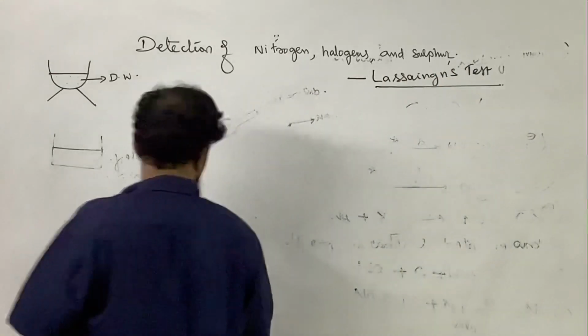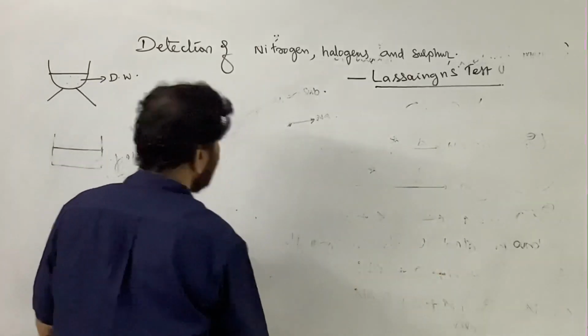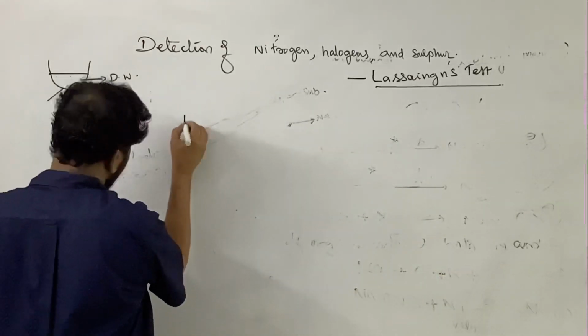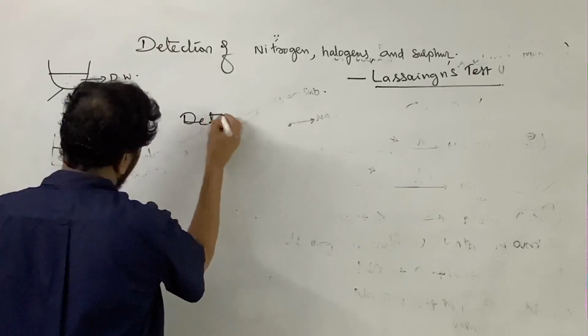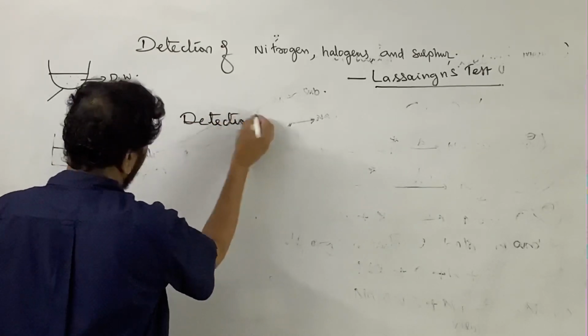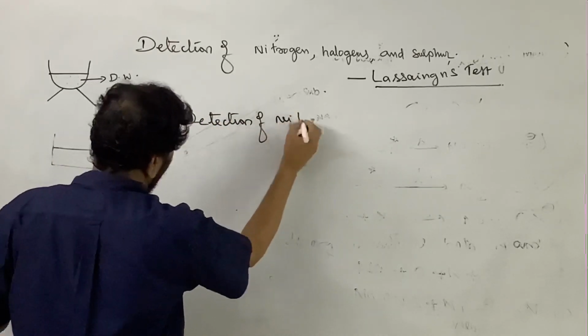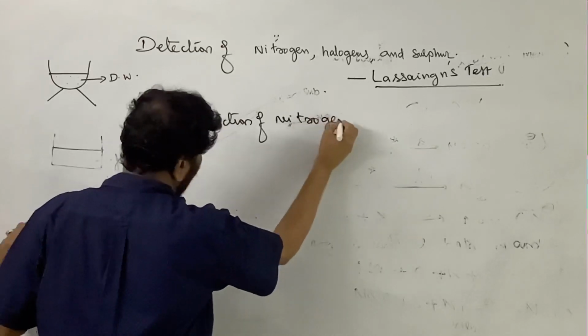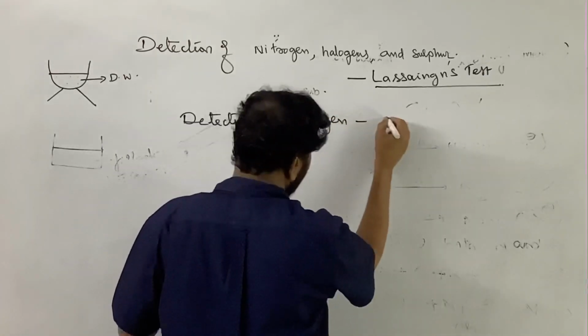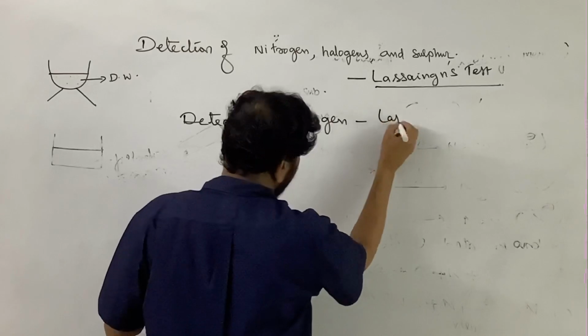So now this is the detection of nitrogen, that is, Lassaigne's test.